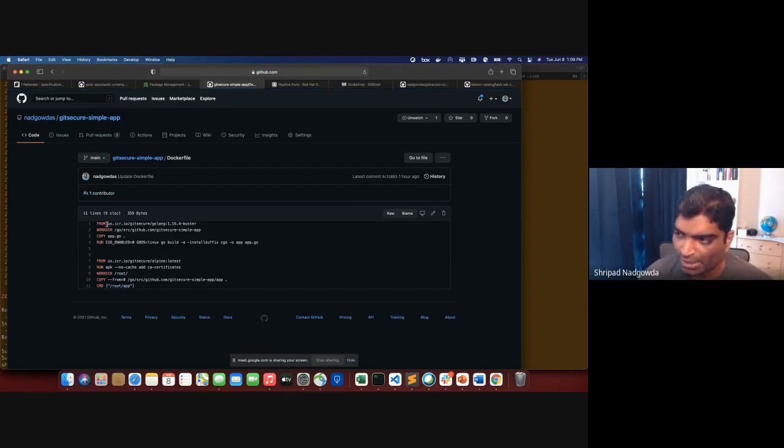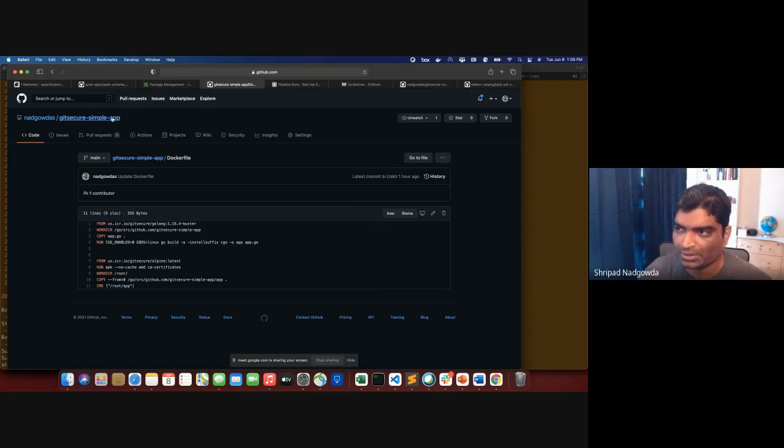This is a Dockerfile. I have some base images that I'm using. This is a multi-stage Dockerfile, so I'm using one stage to build the image and another stage to deploy this application. And in this one, we are adding this verification of the base image in the pipeline.